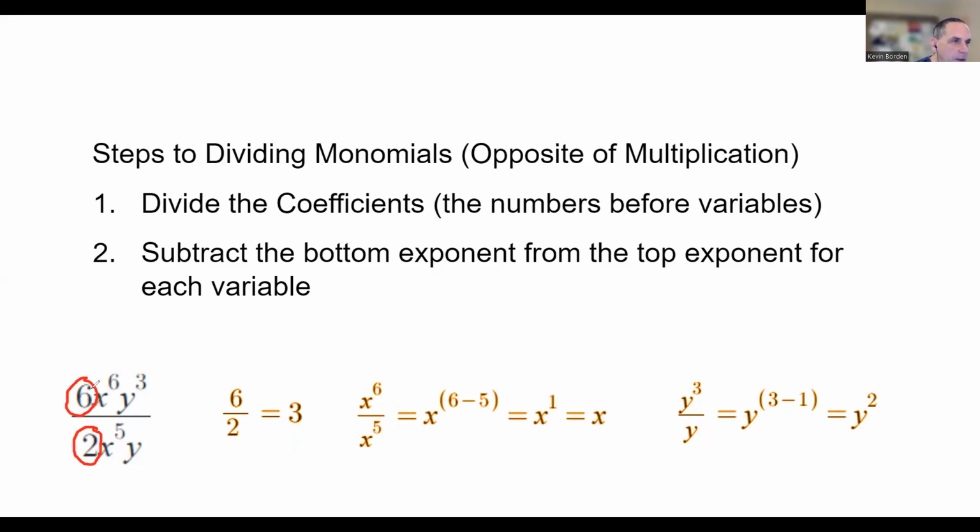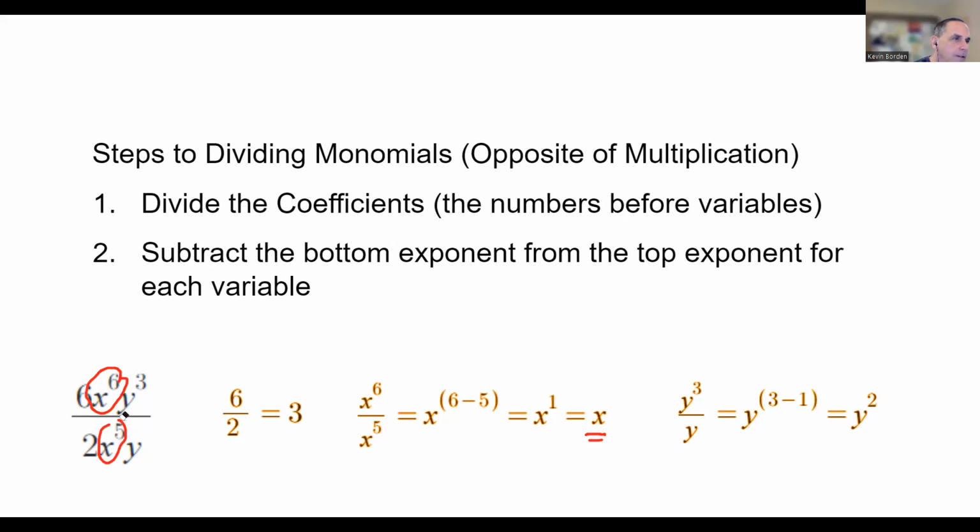So here we line up. Let me erase this and focus on our x's now. We have x to the 6th over x to the 5th. So we set up that fraction and we subtract the exponents. We subtract the bottom from the top. So it's going to be x to the 6 minus 5, or x to the 1st, which we normally just write as x.